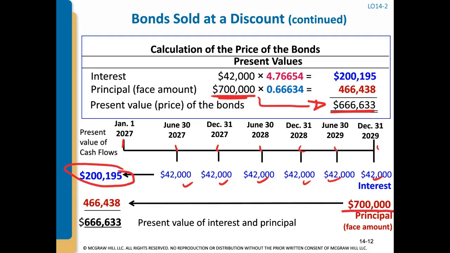The second portion of the selling price is when you take the principal payment, which the issuing company will pay out, $700,000 at the end, at the maturity of the bond, and you present value back to today's dollars using a 7% interest rate, or I'm sorry, using 14%, but it's divided by 2. You get 466, so that's how you get your 666,000.